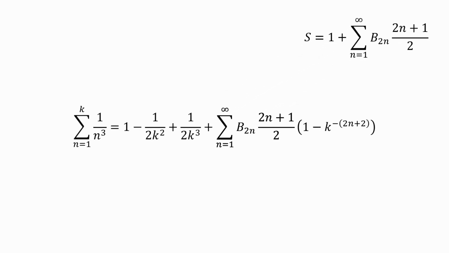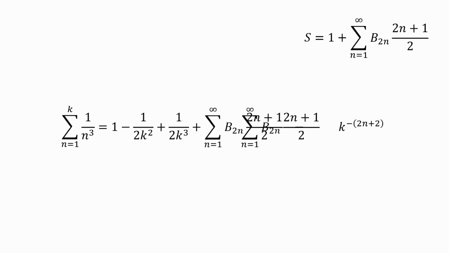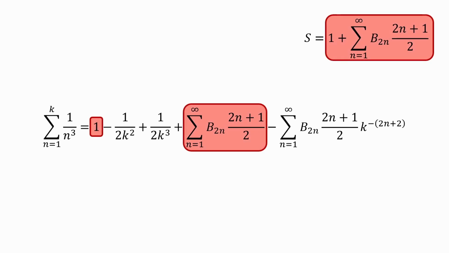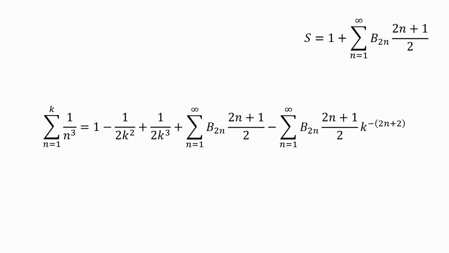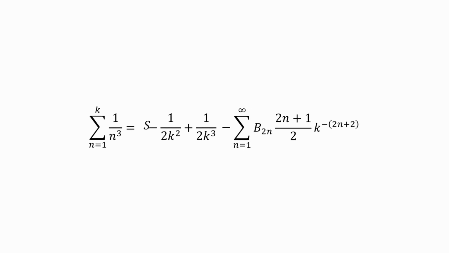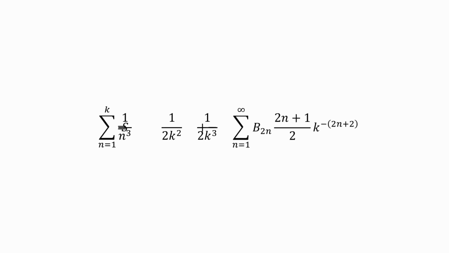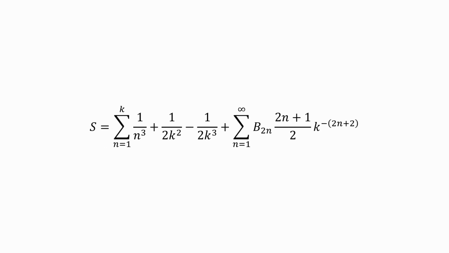Here is our full equation just before I let k go to infinity. Splitting the sum into two parts, we can now make our substitution. Finally, rearrange for s, which remember is our sum to infinity. This is where some of that weirdness is about to come back.